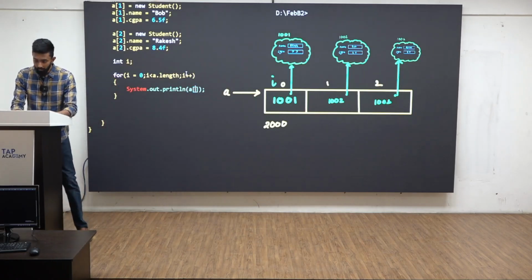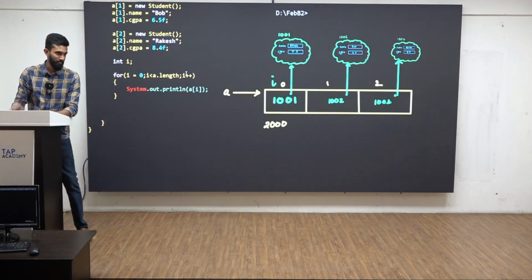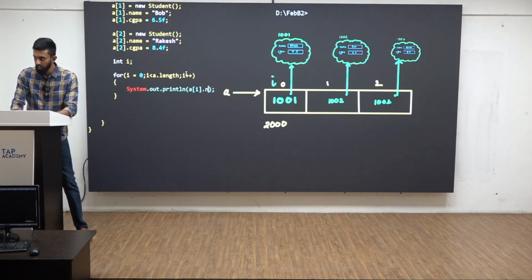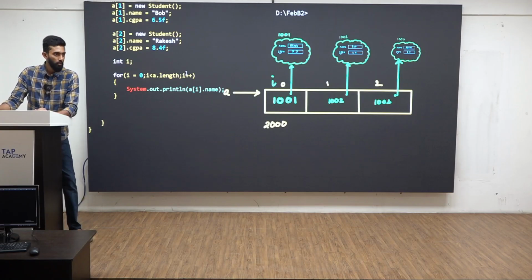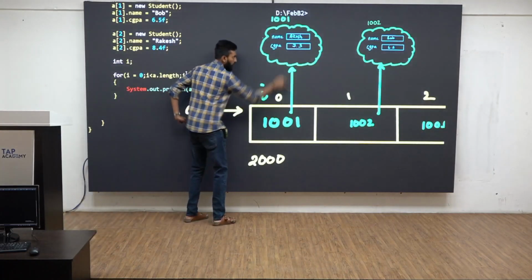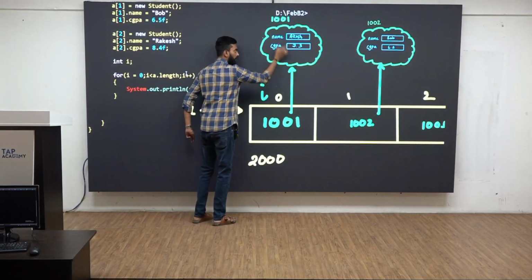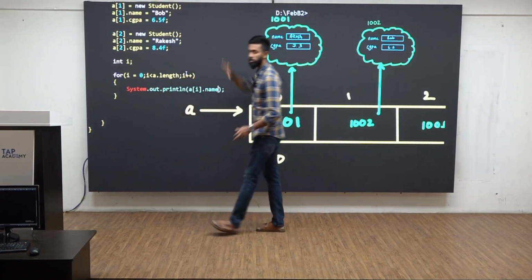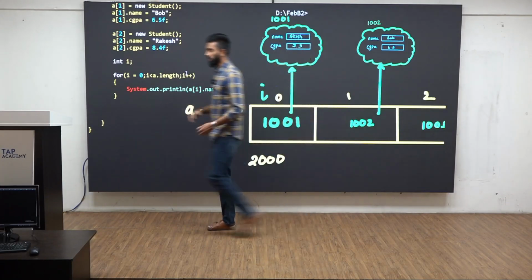a of i. This is like telling yes, student 1. Understood? How to go inside? Dot. What do you want to access? Name. I think you understood. So this is telling a of i, you will reach here. Dot, you will enter. Name, you will be printing Akash. Clear till here? Okay, sir.